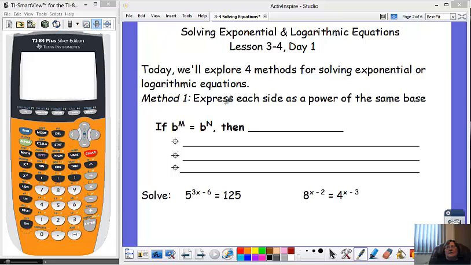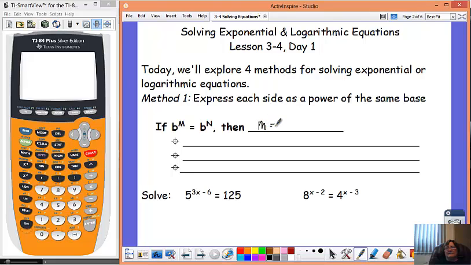So let's begin with the first of our 4 methods, which says that you should express each side as a power of the same base. Well, that doesn't sound too bad. The logic of that is here. It says if b raised to the mth power is equal to b raised to the nth power, well, that would kind of lead you to think that m must be equal to n. And that's the algebra that we're going to be using, the logic we're going to use. So the first thing to do would be to rewrite both sides as powers of the same base.